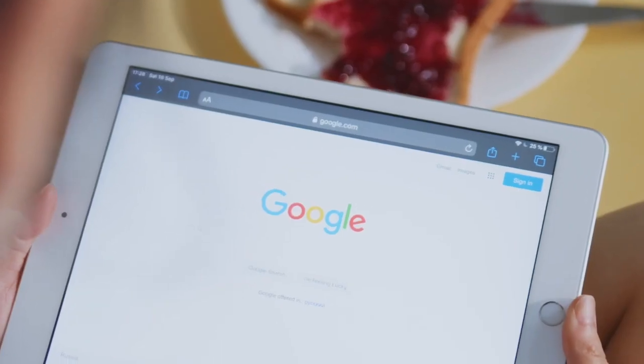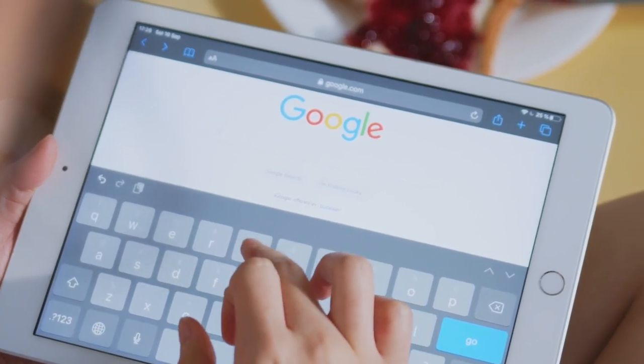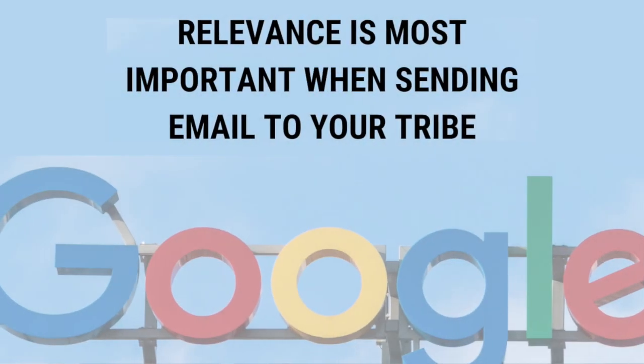Be relevant. If I asked you to think about how successful Google is, I think we'd both agree that they're pretty successful, right? One thing that has led to their massive success can be summed up in one word: relevance. If you think about it, Google has one important job to keep people using their search engine, and that is to provide them with the most relevant information for someone who types a term into their search bar.